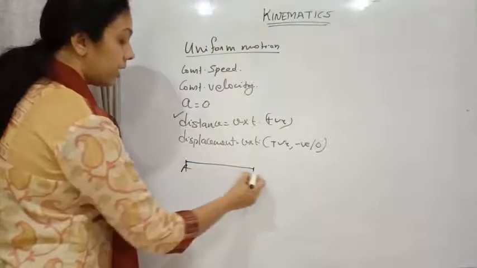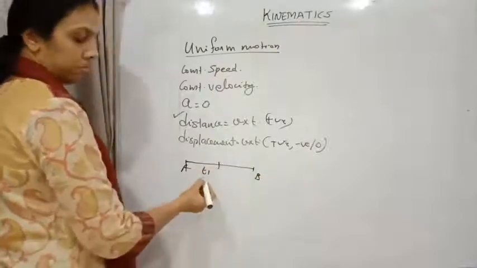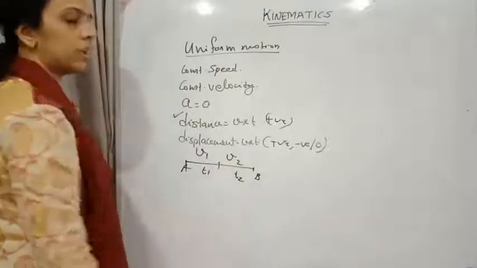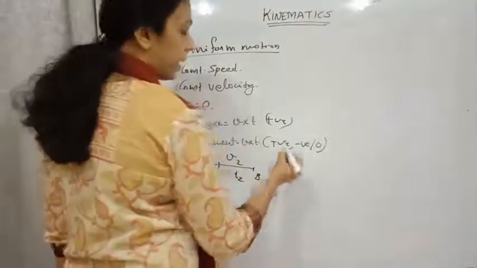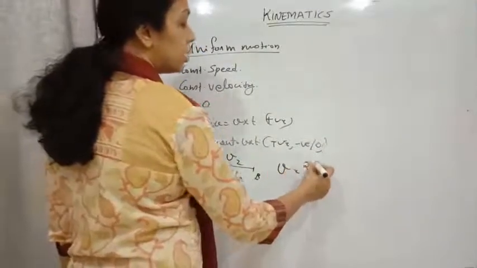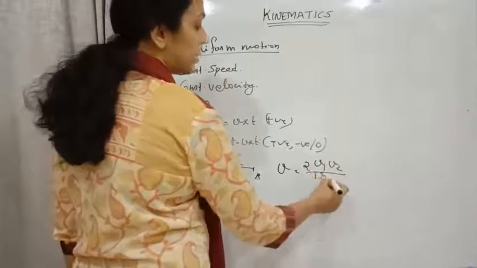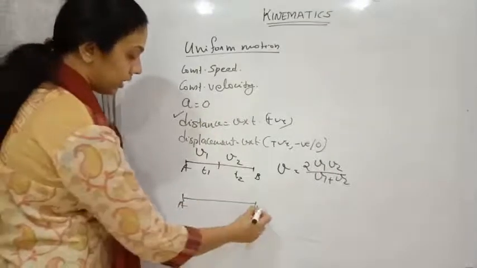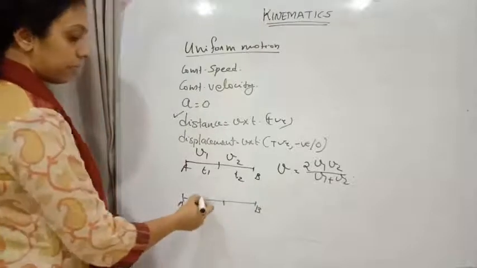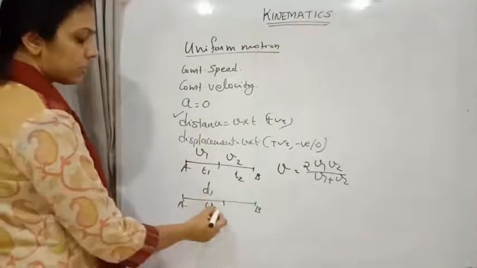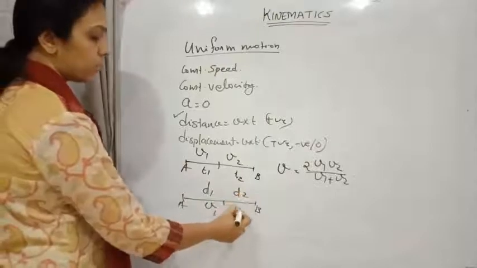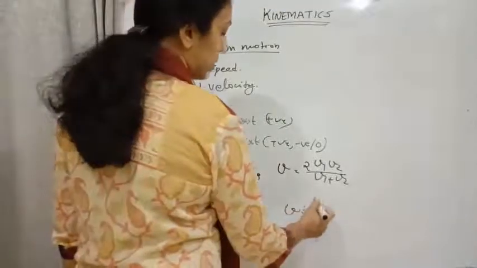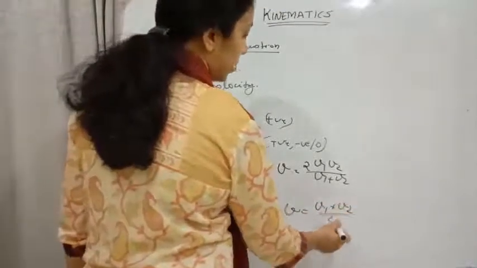Next we learned about an object moving from one point to another point, right? Here from A to B, in the first half it is moving with velocity v1 in a time t1, and in the second half it is moving with velocity v2 in a time interval t2, then the average velocity will be equal to 2v1 v2 divided by v1 plus v2. This is one formula. Next, it is moving from A to B, in the first half of the time with speed v1 and the second half with speed v2, then average velocity will be equal to v1 plus v2 divided by 2.